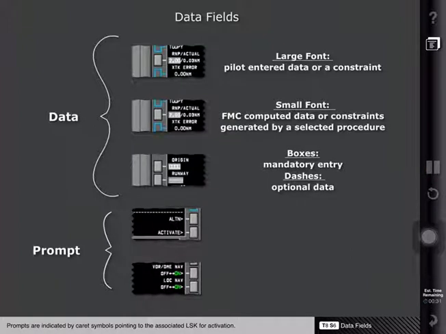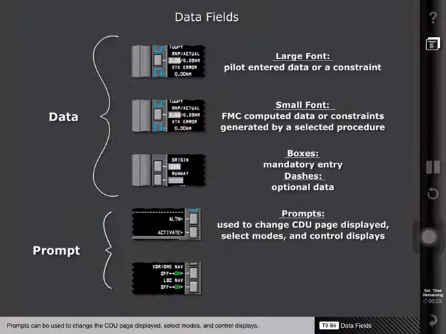Prompts are indicated by caret symbols pointing to the associated line select key for activation. Prompts can be used to change the CDU page displayed, select modes, and control displays. Selectors operate like a switch, with multiple selections that can be toggled by selecting the line select key. The active state on a selector is displayed in green, and the inactive state is white.